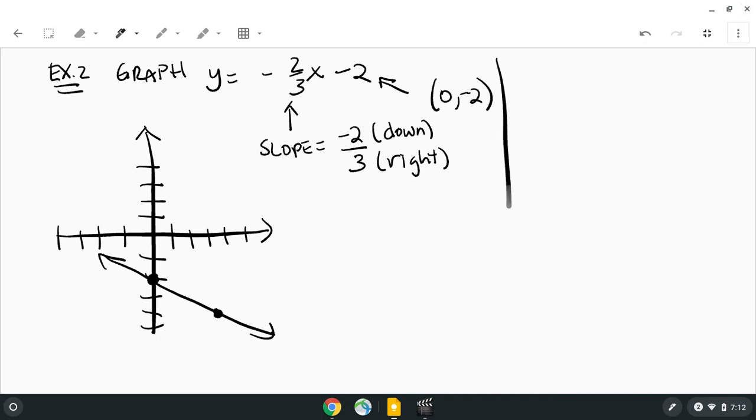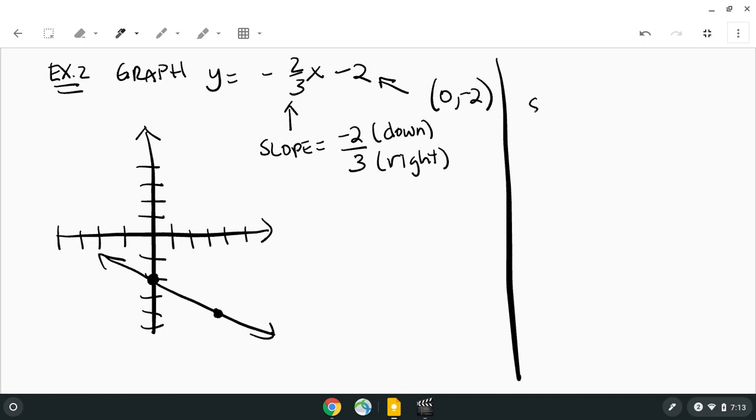I'm just going to do a little aside here. I'm just going to show you that it doesn't matter. It doesn't matter if you put the negative with the 2 or with the 3. So here I put it with the numerator, so that meant go down 2. Now I'm going to show you what happens if I take this negative and put it with the 3.